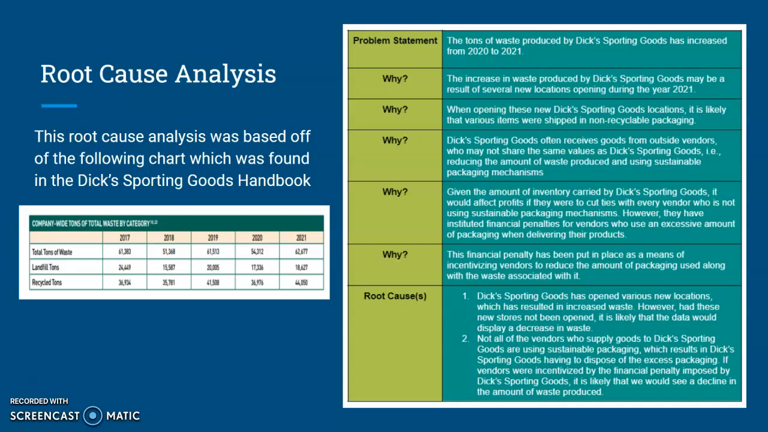Then we asked the question of why again, and we stated that Dick's Sporting Goods often receives goods from outside vendors who may not share the same values as Dick's Sporting Goods, which are reducing the amount of waste produced and using sustainable packaging mechanisms. And then for a 4th time, we ask why. Given the amount of inventory carried by Dick's Sporting Goods, it would affect the profits in a negative way if we were to cut ties with every vendor who doesn't use sustainable packaging.